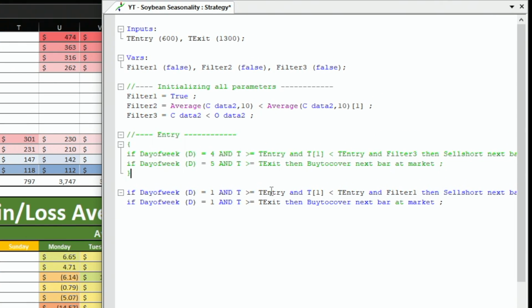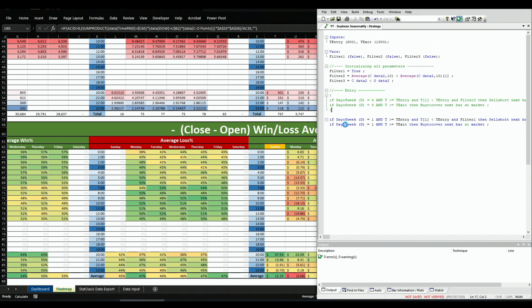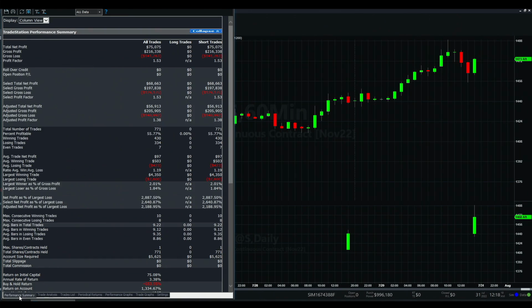So I just added Monday here. Again, we have the entry and day of the week is 1, that's Monday. We exit also with 1, and we will test the best entries and exits. Right now it will be tested with 600 and 1300. So already it looks very good.